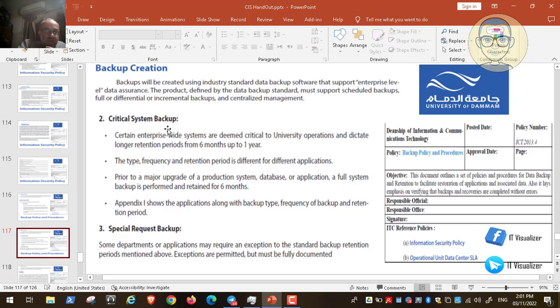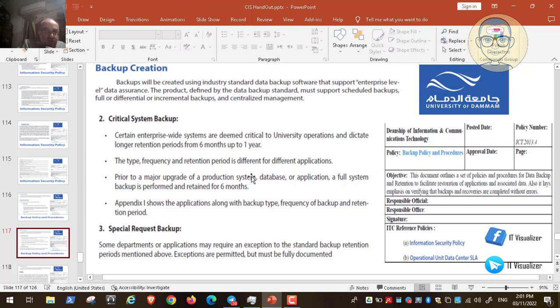So you have critical systems. Okay, the retention periods differ. Maybe as we said before, the financial system needs to be backed up, and maybe other systems back up every day, and the retention period could be from 6 months up to 1 year. This is different than the standard backup, which the retention is from, I think, 2 weeks to 1 month. So this means that this system contains critical data or high confidential and confidential data.